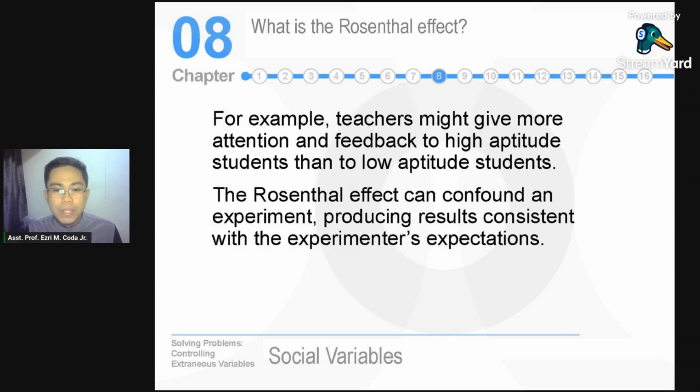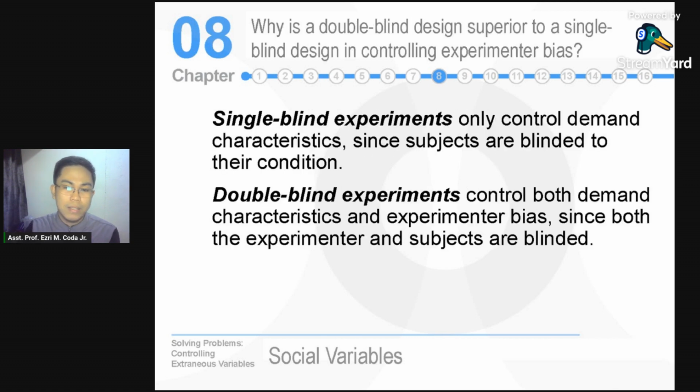Now, for example, teachers might give more attention and feedback to high aptitude students than to low aptitude students. Ayan, no? Yung mas mataas performance ng mga estudyante, yun yung binibigyan nila ng atensyon at feedback. Now, the Rosenthal effect can confound an experiment, producing results consistent with the experimenter's expectation. So, ayan, dahil ito yung ini-expect nila, ito yung naging treatment nila, so yun ang result, nagiging congruent siya sa experimenter's expectations. Ang nangyayari, confounded na yung study mo. Yung sinasabing confounded na, compromised na yung study mo because of your bias, and because of your tinatawag nating Rosenthal effect.